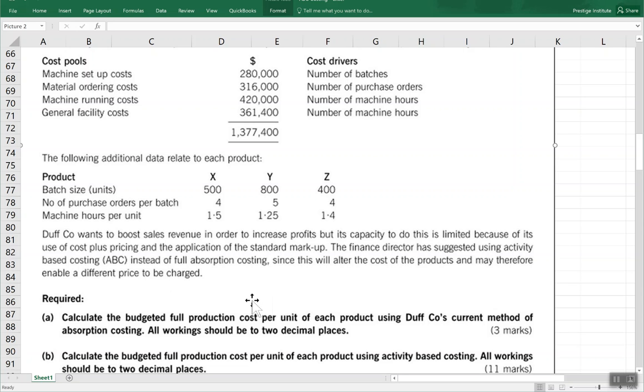So if we change the cost base, if we use activity-based costing and the cost base changes, maybe the selling price changes and maybe the demand changes as well. The finance director has suggested using activity-based costing (ABC) instead of full absorption costing, since this will alter the cost of the products and may therefore enable a different price to be charged. So our finance director suggests that if we use activity-based costing, maybe the cost changes and we make a profit.